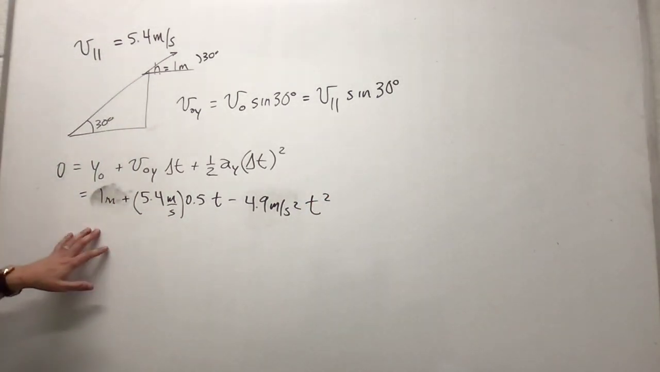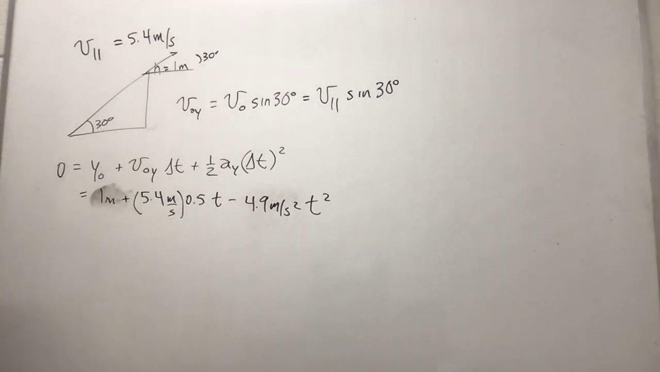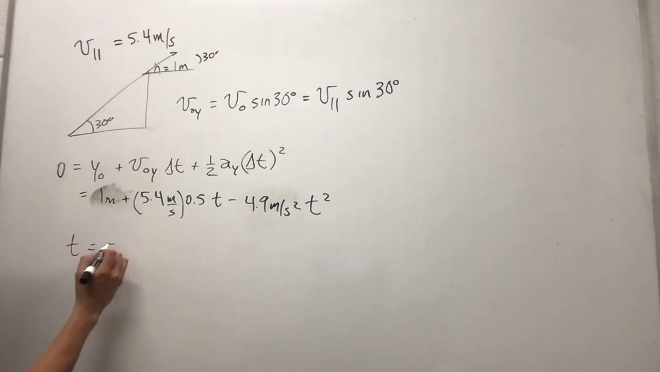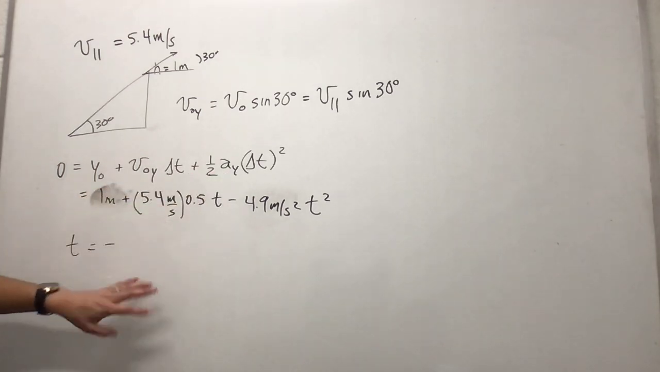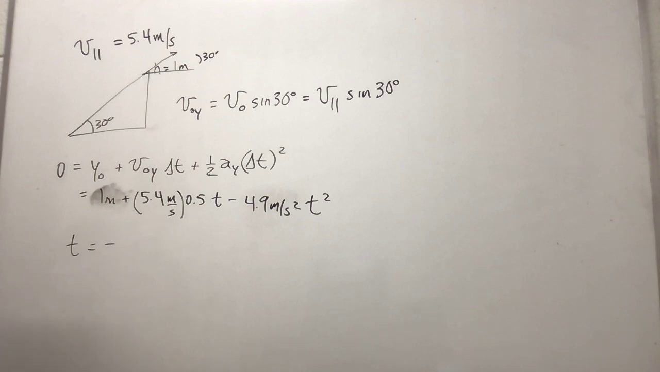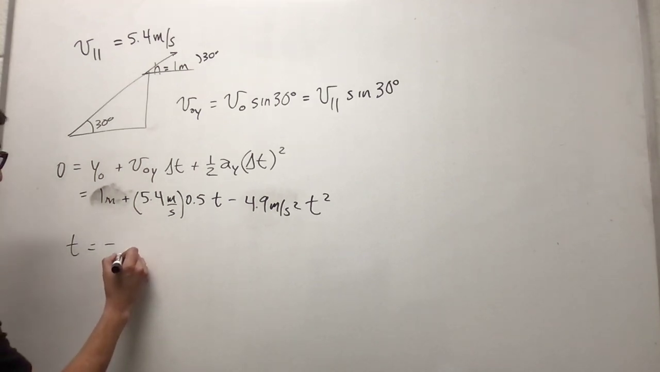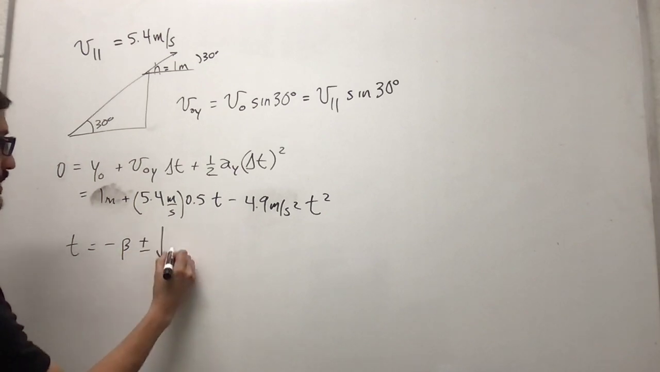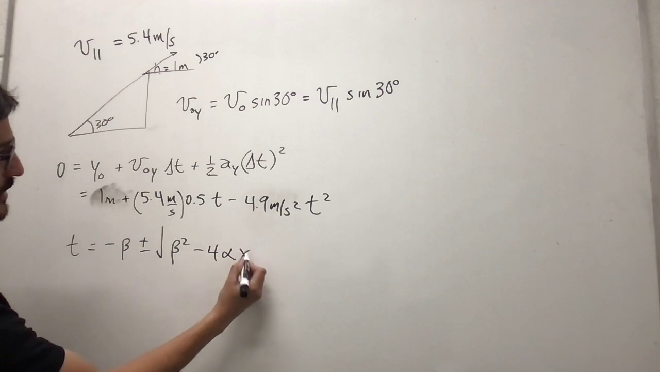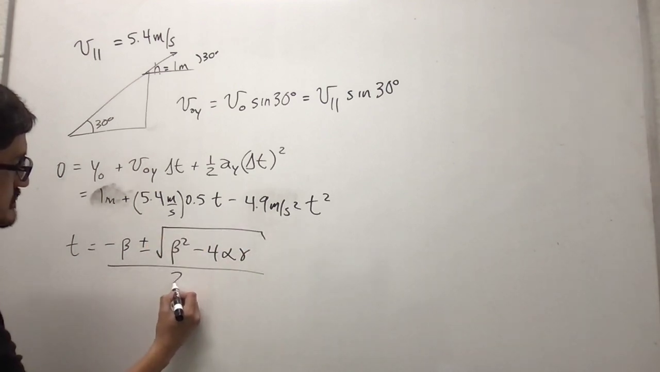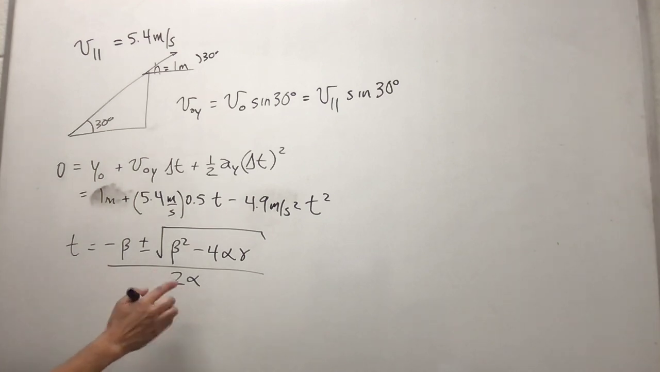So now we just have a quadratic equation here. We have to solve for the time. This is a straightforward application of the quadratic formula, the solution to the quadratic equation. Because I'm using a for the acceleration, I'm going to use alpha, beta, and gamma, and hopefully I will not get too confused. This is a quadratic equation. Could be B, could be A, could be C. I'm just using Greek letters so that I don't get confused with this A.